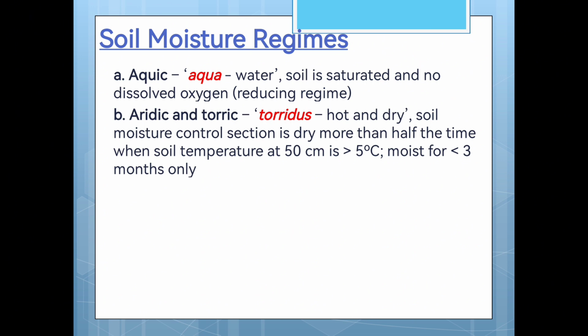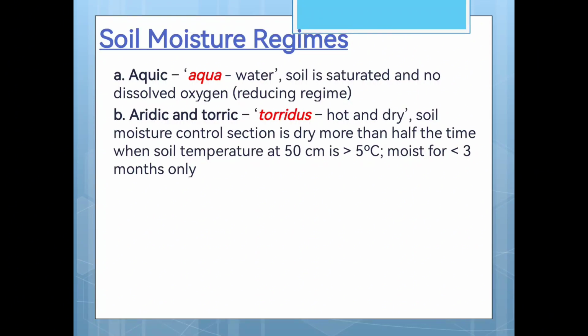Torric, hot and dry. It means that the soil moisture control section is dry, tuyo, for more than half the time when the soil temperature at 50 centimeter is greater than 5 degrees Celsius, and this is moist for less than 3 months only. So that is aridic and torric, hot and dry.